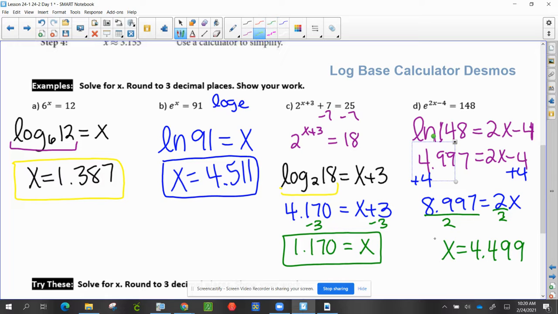So again, none of these are going to work out to be nice answers, and that's okay. Just round your decimal to 3 places, or whatever the directions say. If we're close, then we're good. Okay. And you can always check your answer by plugging it back in. It might not give you the exact 148 in this particular problem, but it should be close enough.